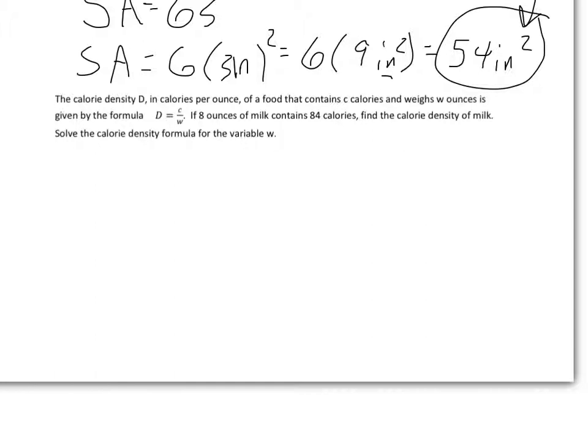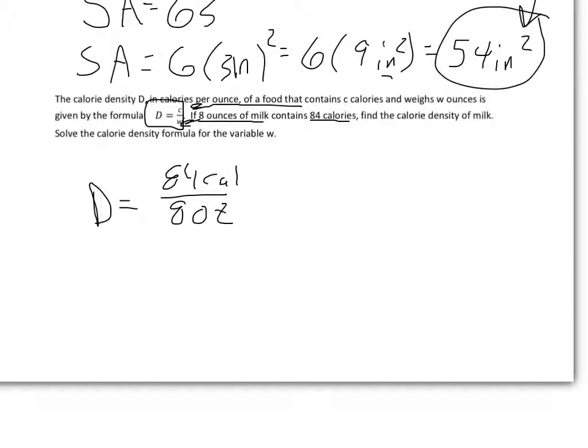This is the formula that we're given. Now they're asking, if 8 ounces of milk, so they're giving us a weight, contains 84 calories, they're giving us the calories here, where of course W is the weight, so we're going to put that in the denominator. C is the calories, we're going to put that in the numerator. We're going to find the calorie density of milk. So D equals 84 calories over 8 ounces.